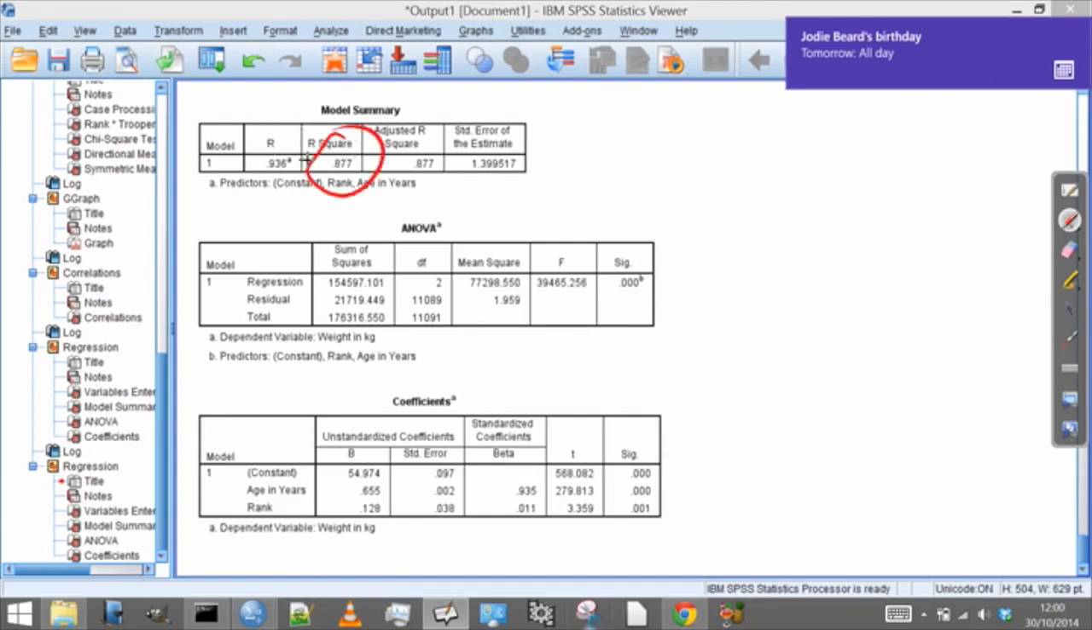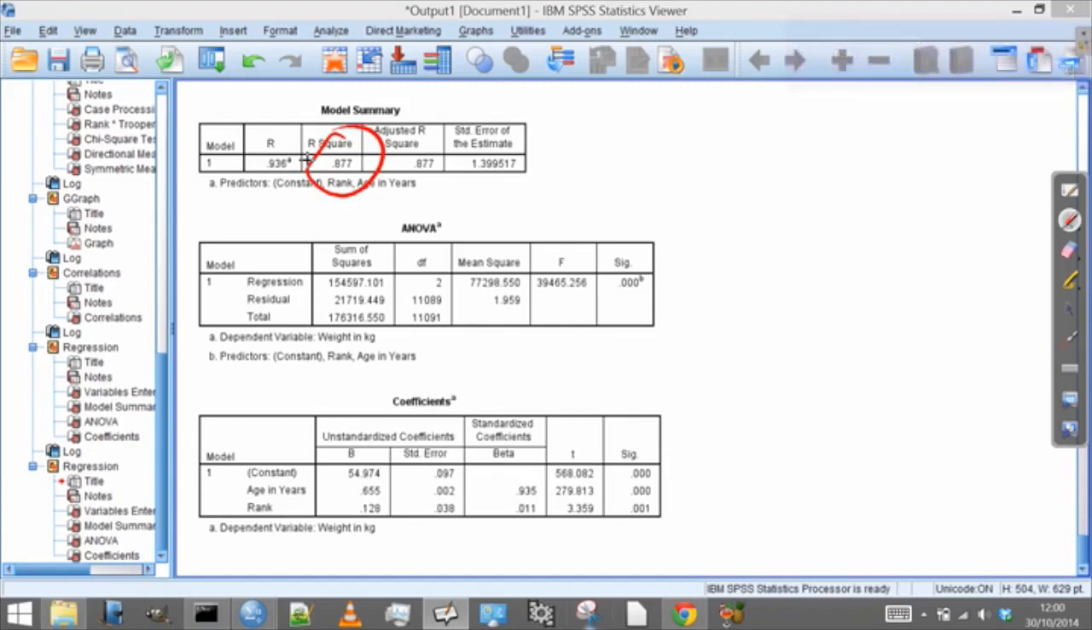It's still at about 88%. So actually, we've brought rank into our model, and it just doesn't improve how well we can predict things. So it doesn't improve our explanation of the data. We could have guessed that from the earlier correlation coefficient, but it's quite useful to know. So we might exclude it. It doesn't seem to be an important factor in explaining why weight varies amongst our military.